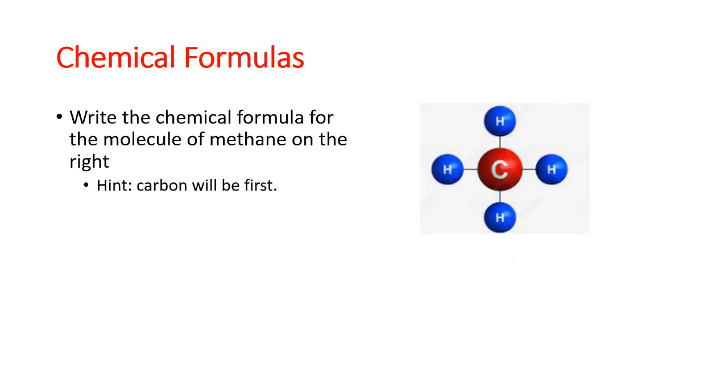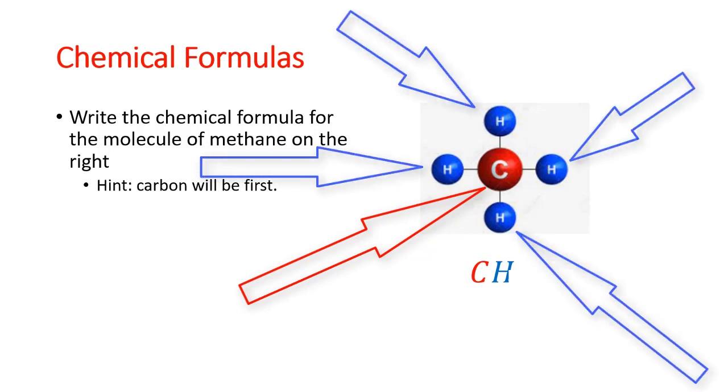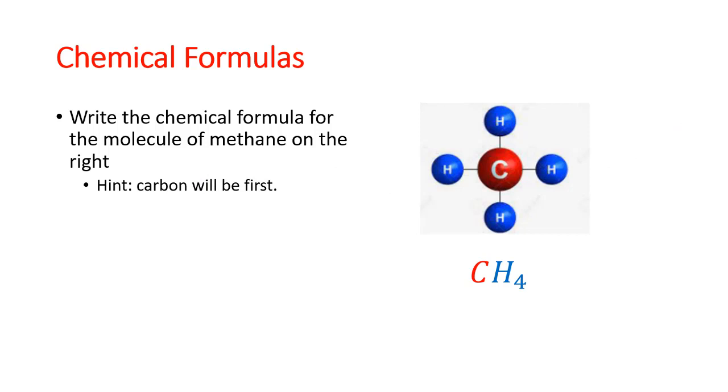So write the chemical formula for the molecule of methane on the right. So taking a look at that molecule, what's in the molecule? Well, we know that there's carbon and we know that there's hydrogen. How many carbon? There's only 1, and because we don't need a subscript to represent 1, we just put the letter. But there are 4 of the hydrogen. So we have to put the subscript 4 to indicate there are 4 of them, and that gives us a molecular compound formula of CH4.